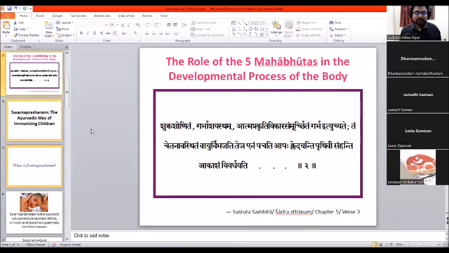Avyakta means unmanifest. Only when proper pachanam by Tejo Mahabhuta or Agni Mahabhuta takes place, as a result of Agni Mahabhuta and Vayu Mahabhuta, all the transformative processes take place and a baby is born hale and healthy. We see some children are born with birth defects like cleft lip and cleft palate. They require a plastic reconstructive surgery to correct the defect. And there are some children who are born with congenital abnormalities in the heart.